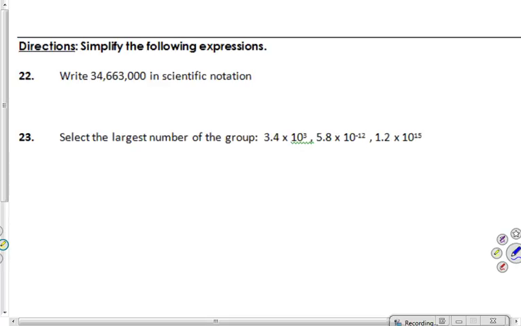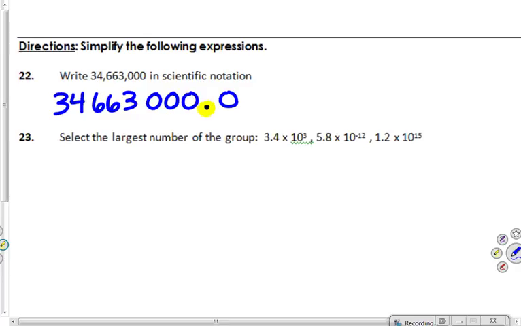34,663,000 in scientific notation. For scientific notation, we need to understand where a decimal point is in a whole number. If I told you to turn this number into a decimal, it would be 34,663,000.0, right? So in a whole number, the decimal point lies at the end. Does everybody agree with that?